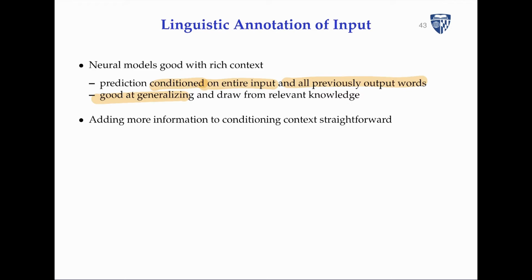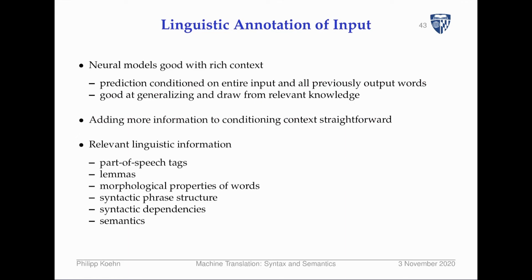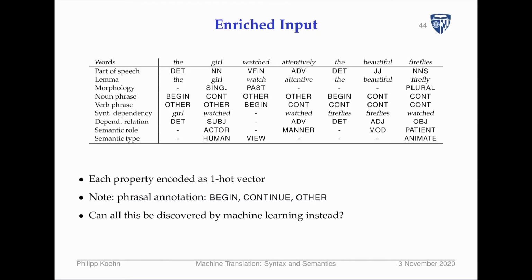So adding more information as a conditional context is therefore very straightforward. So what kind of information would you want to add? You could add part of speech, lemmas, morphological properties, syntactic phrase structure, syntactic dependency, semantics. So here's an example of how this might look. The girl watched attentively the beautiful fireflies. That's the sentence as it is presented to us as humans and to the machine translation system as we had it before.